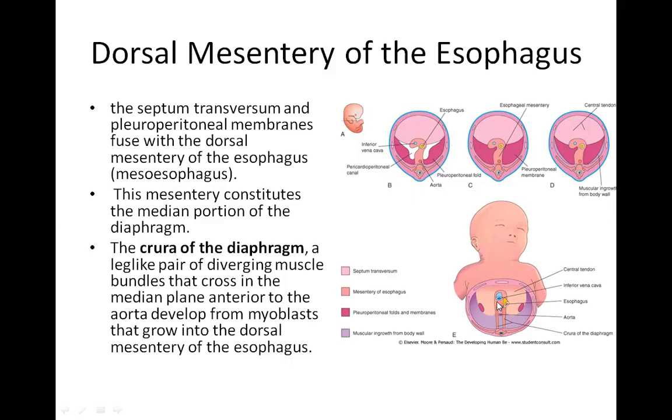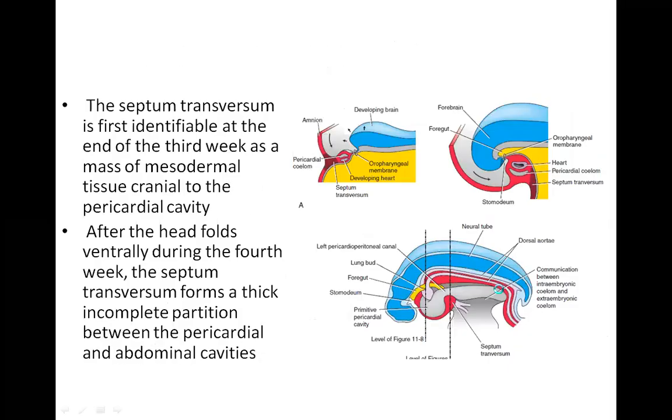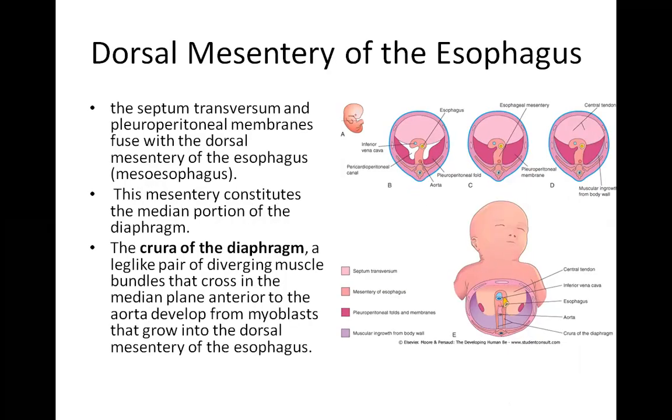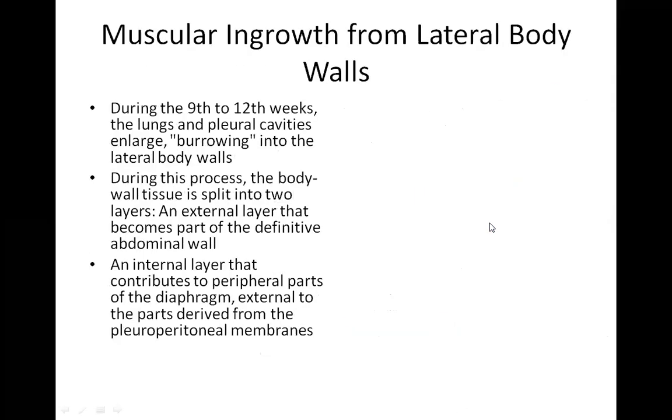The crura of the diaphragm are derived from the dorsal mesentery of the esophagus. So these two crura are derived from the dorsal mesentery of the esophagus, and the myoblasts have developed into this dorsal mesentery. So the central tendon is contributed by the septum transversum along with a part of the pleuroperitoneal membrane, and the two crura are contributed by the dorsal mesentery of the esophagus.